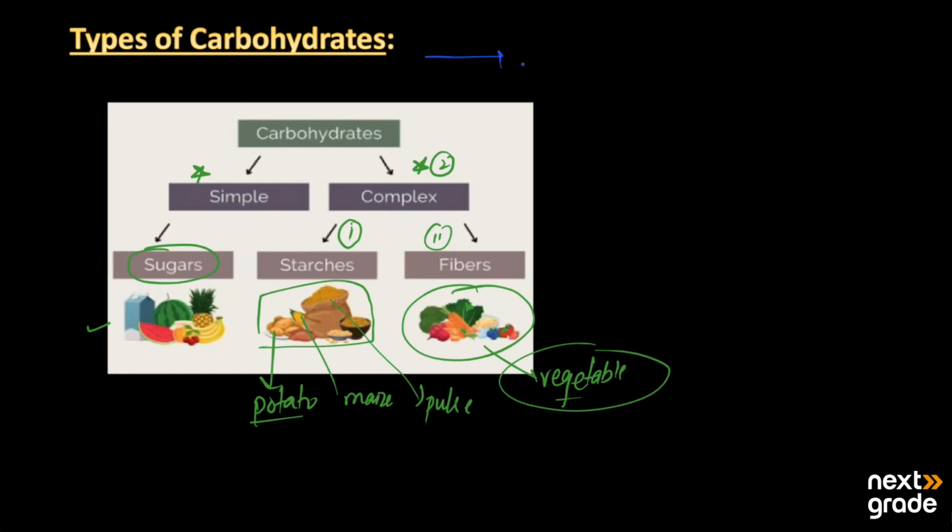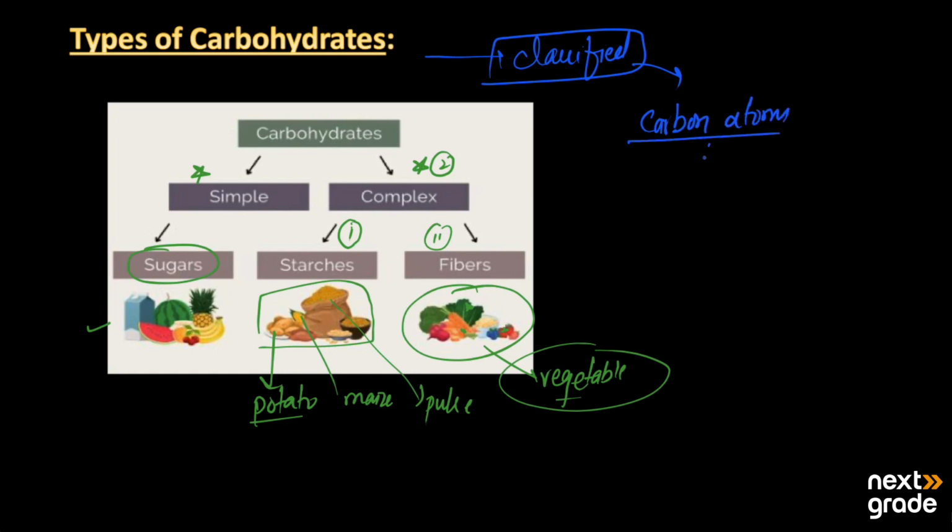Carbohydrates have also been classified into three main forms, and they have been classified on the basis of the number of carbon atoms or on the basis of the presence of the functional group in the carbohydrates. So this was all about today's lecture.